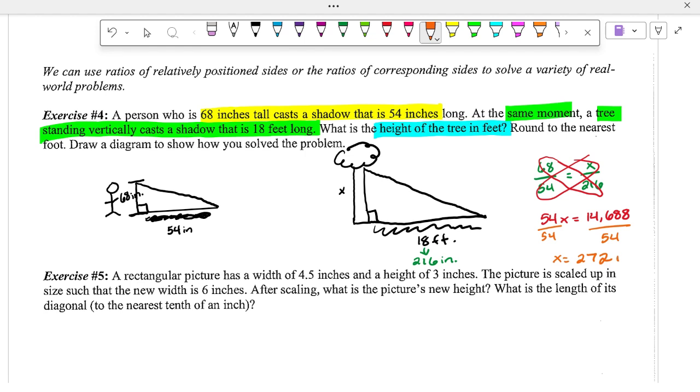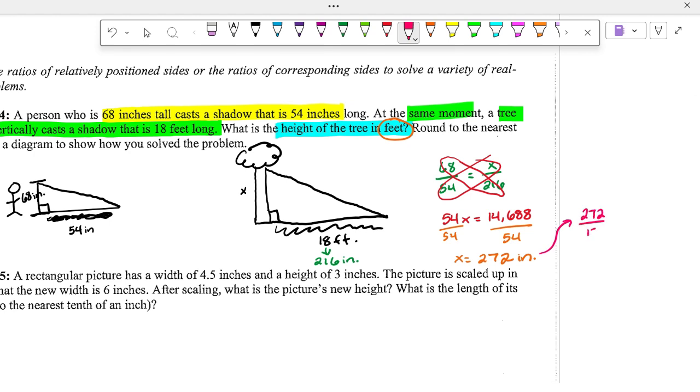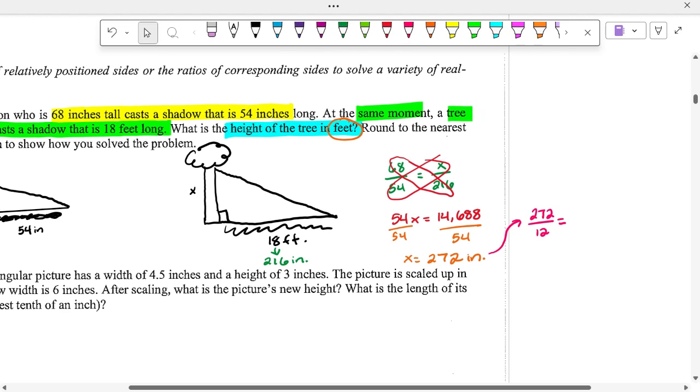inches. Now, they said inches, but what did they want it in? Feet. So what's my last step that I got to do? Divide by 12. All right, so round it to the nearest foot, so to the nearest whole number. It's 23 feet, approximately.